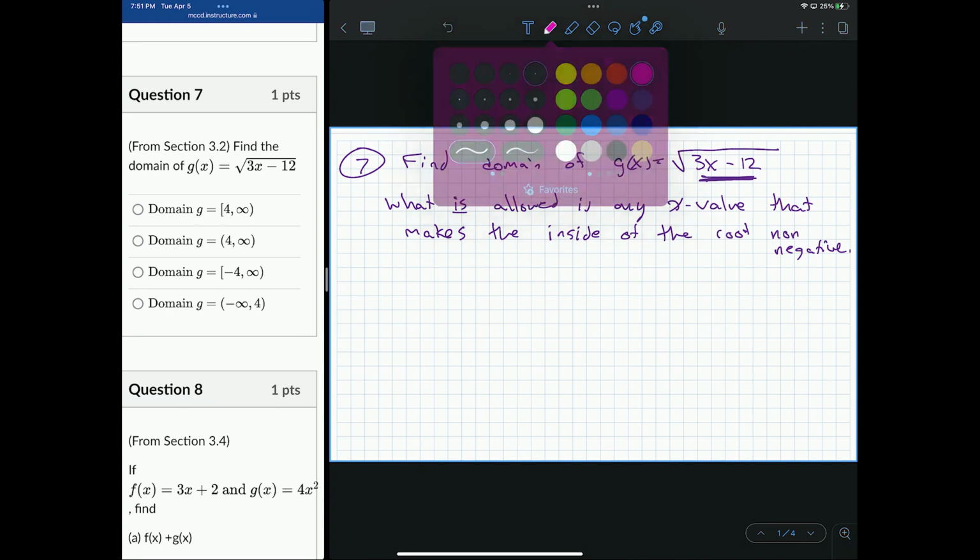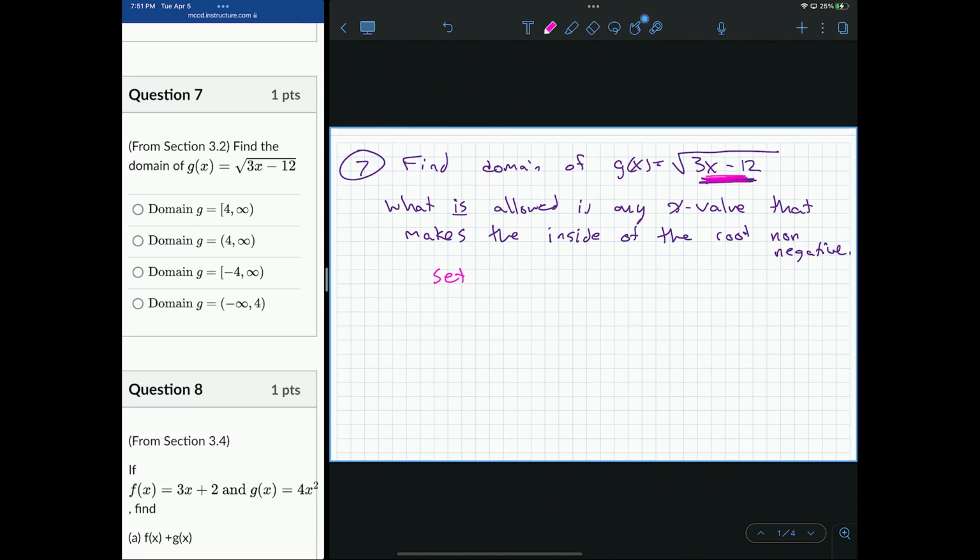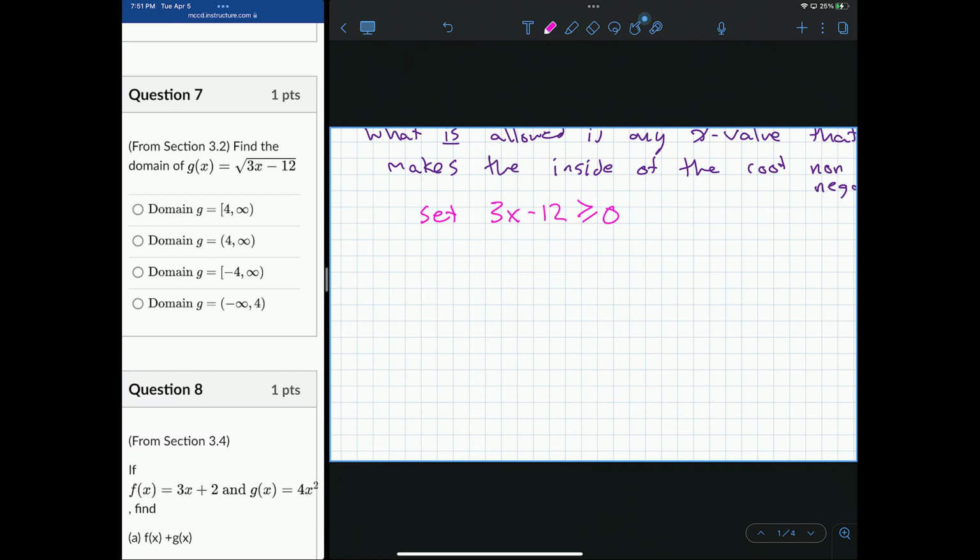So what you do to solve that problem is you set whatever is inside the radical, so 3x minus 12, greater than or equal to 0. If that's greater than or equal to 0, then there are no problems. So that's what you do, and then you have to solve that. These are not going to be super hard to solve. We're trying to solve for x, so we're just going to add 12 to both sides. Of course, it cancels on the left. We have 3x over here, greater than or equal to positive 12.